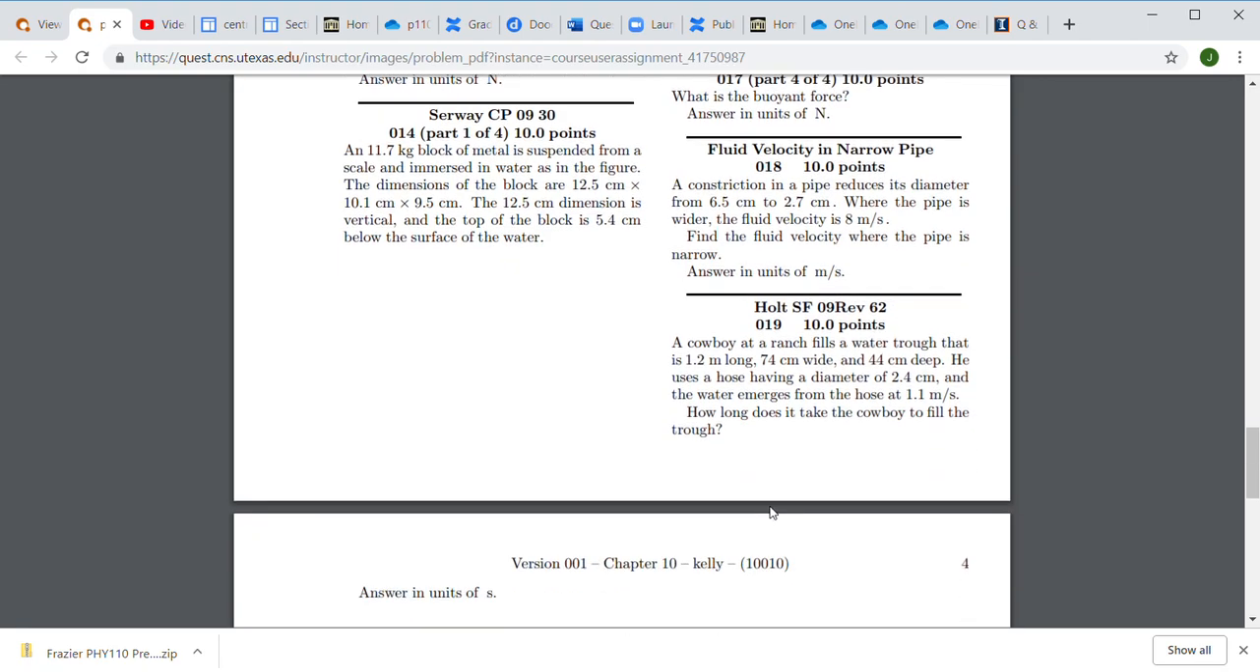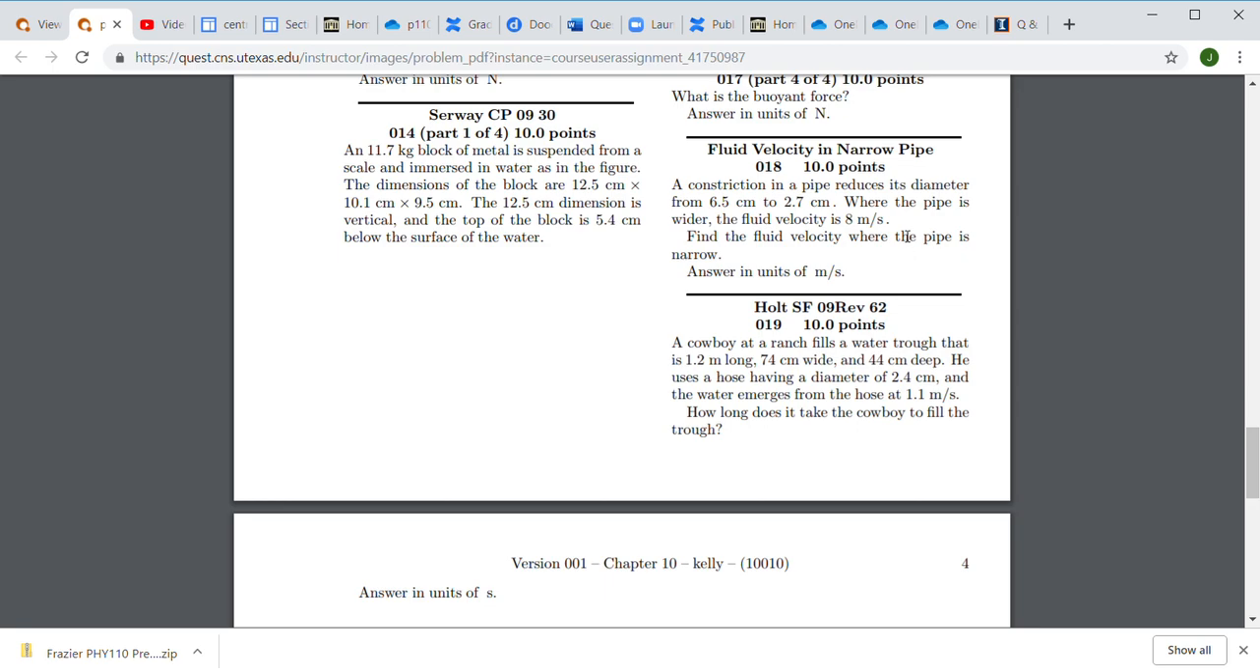Problem 18. A constriction in a pipe reduces its diameter from 6.5 centimeters to 2.7 centimeters. I guess I should make the warning here that this is one case. I think there were several cases above where you might have been given a diameter, but just be careful. If you're going to use pi r squared, you've got to divide the diameter by 2 to get the radius to use in pi r squared.